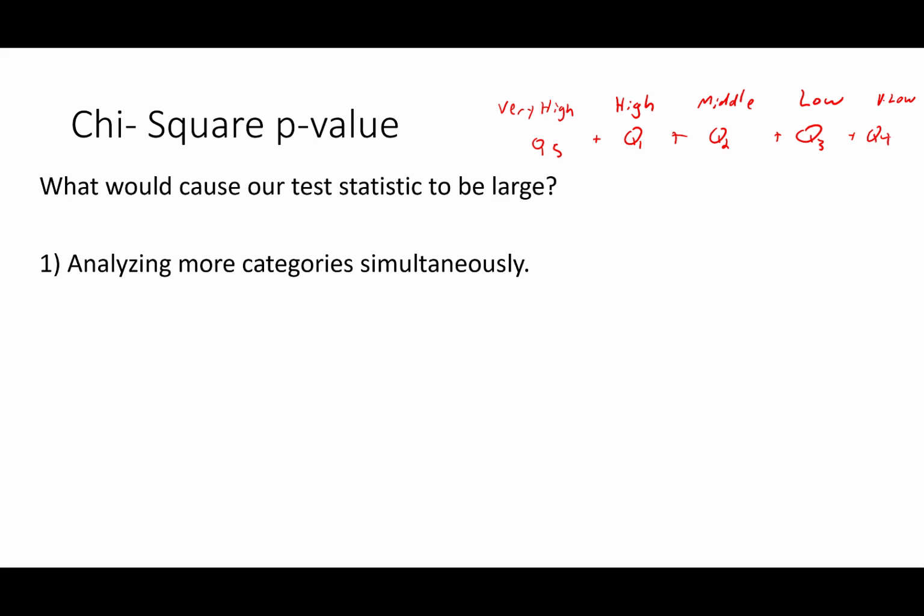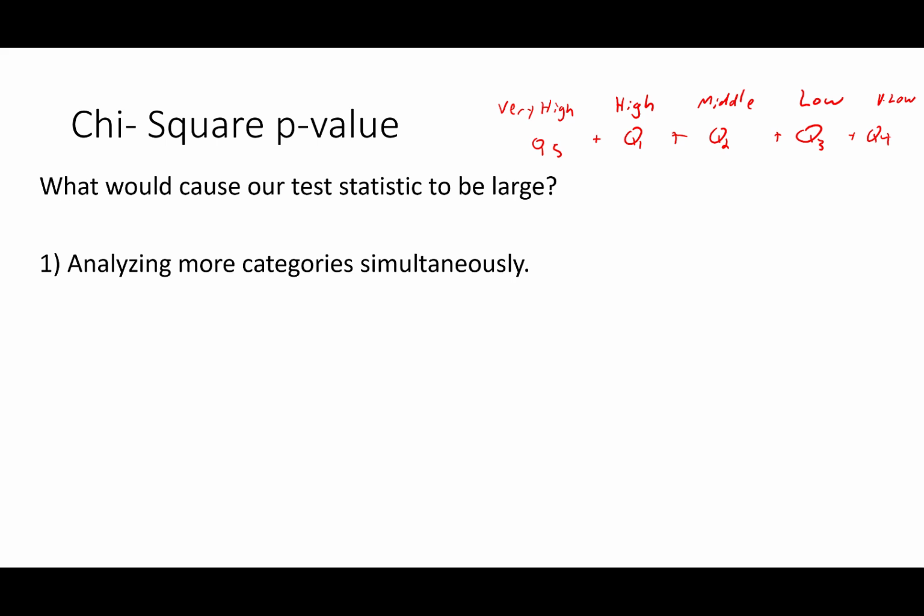The fact that we're just adding more numbers together is going to result, and it's more likely for us to get a higher test statistic. The more things we add together, the more likely it is to get a bigger number. So because of that, this chi-square distribution is taking that into account. It's saying, hey, more groups means it's more likely to get a large test statistic.